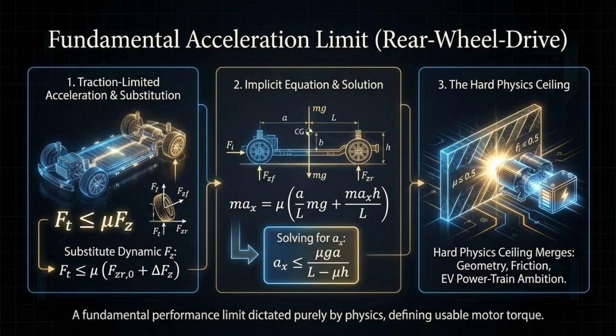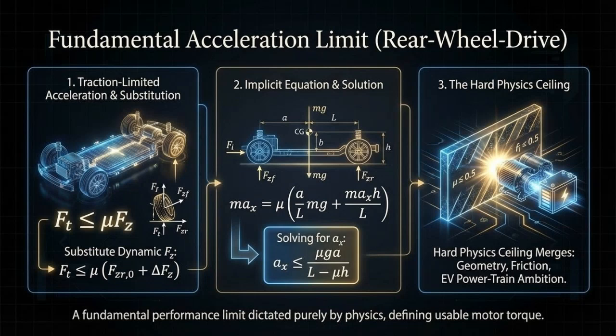The traction force a vehicle can generate is always limited by friction. When the dynamically changing normal load Fz is substituted into the inequality Ft less than or equal to mu times Fz, the acceleration itself becomes bounded. Solving this relation for a rear-wheel drive vehicle produces a clear physical limit: a_x less than or equal to mu g a divided by L minus mu h. This expression reveals a hard ceiling on acceleration that no motor or controller can exceed.